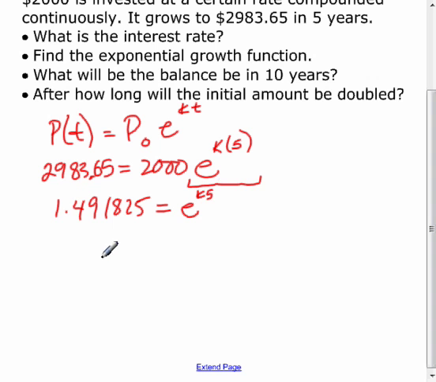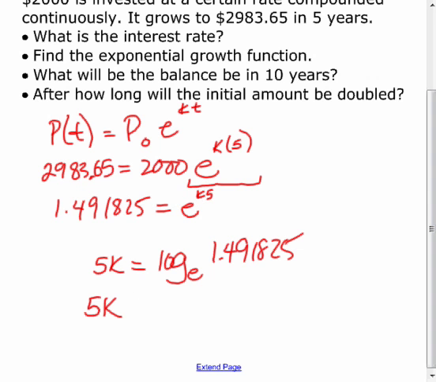So the exponent, 5k, is equal to, we'll use ln, or we can use log base e of 1.491825. So that's just changing from exponential form to logarithmic form. Notice I've got a 5 here. I'll have to deal with that later.